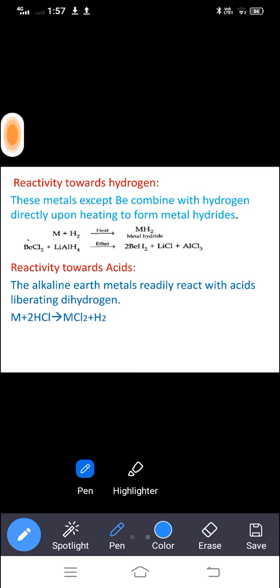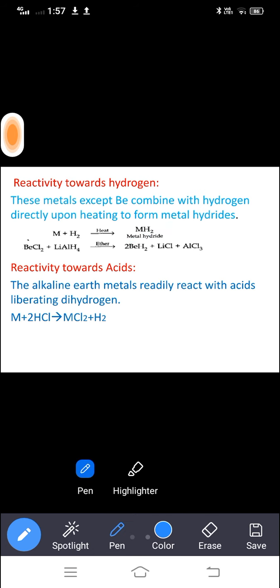Reaction towards hydrogen. Alkali metals, when they react with hydrogen, produce metal hydrides. But beryllium, if you want to prepare its hydride, you need to use a hydrating agent like lithium aluminum hydride in the presence of the solvent ether. Then we can prepare beryllium hydride. The reason is its small size, that is the only reason.